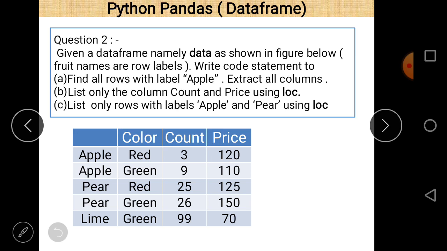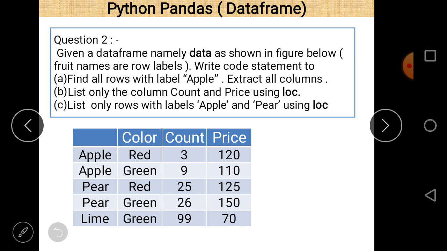For question number 2, it says that given a data frame, namely data, so the name of the data frame is data, as shown below. There is a data frame in which we can see that there are 3 columns, color, count and price, and there are 5 rows, apple, apple, pear, pear and lime. In this question, write code statements to find all rows with label apple, extract all columns, and list only the columns count and price using LOC, and list only rows with the labels apples and pear using LOC.